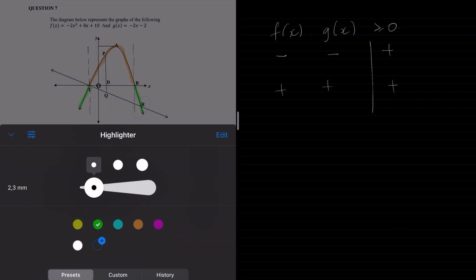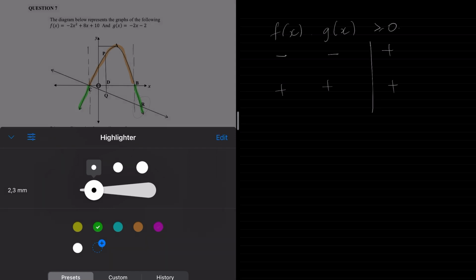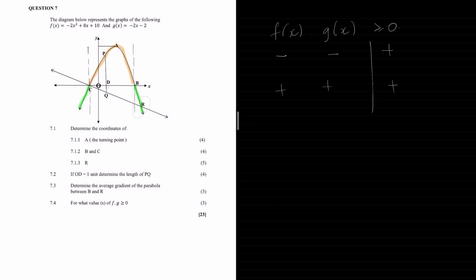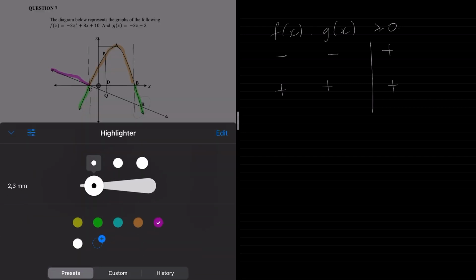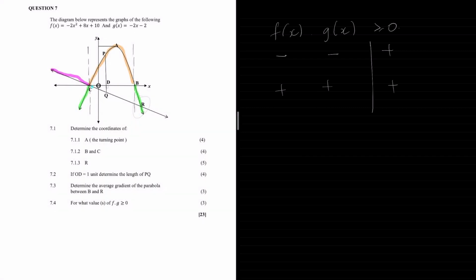Then let's use purple for where g of x is positive. So g of x is positive there. And I will use blue for where g of x is negative. So it's negative here and here. Now let's color code this. So g of x is negative, and that's blue.